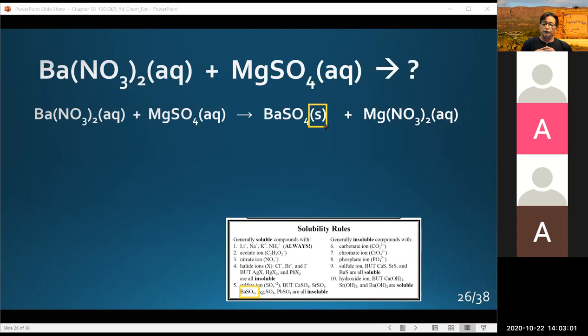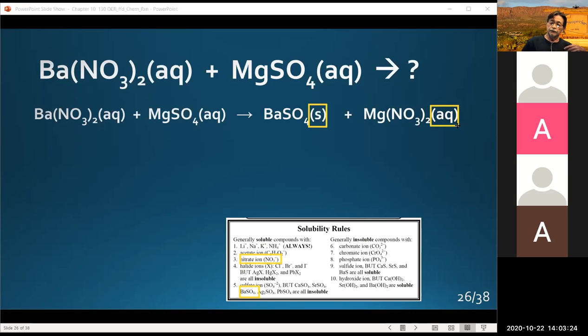And then we checked magnesium to verify that, yes, it's soluble. We go down to the nitrates and we see that regardless of what the nitrates are bonded with, any metal that is bonded with any cation, it is soluble. Therefore, we have the aq.